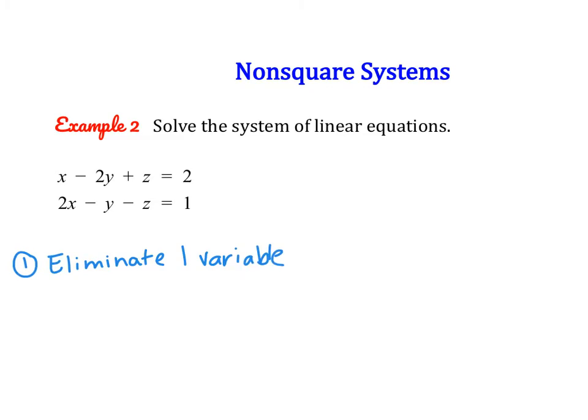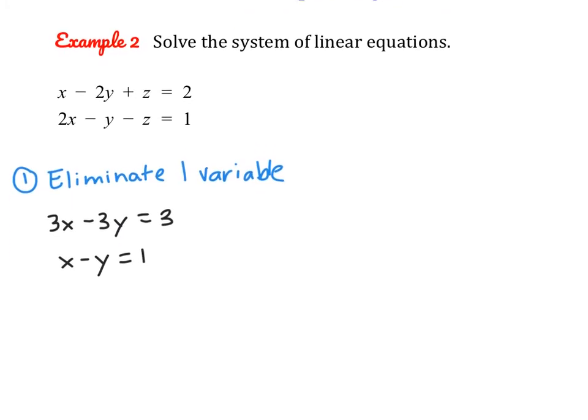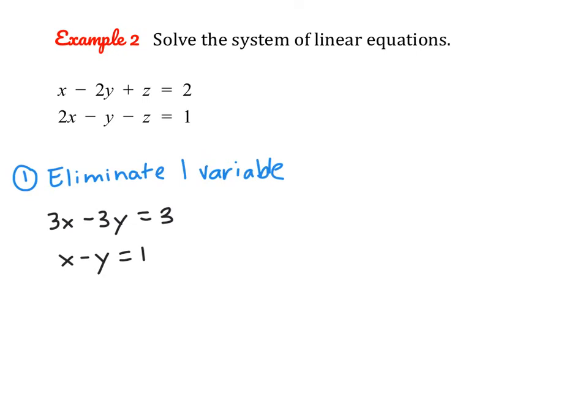So I can see that in this case it's going to be easiest to eliminate our z. So let's just add the two equations together, giving us 3x minus 3y equals 3, which I'll just write as x minus y equals 1. So now I have an equation with one variable. So our second step is going to be to solve for one variable.